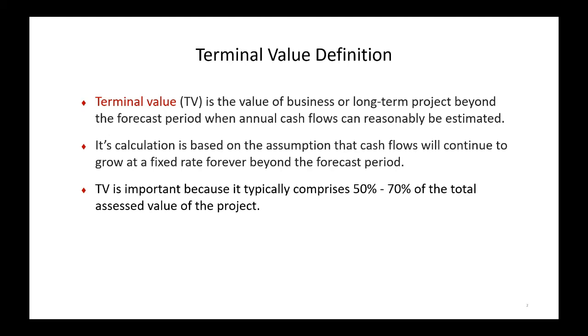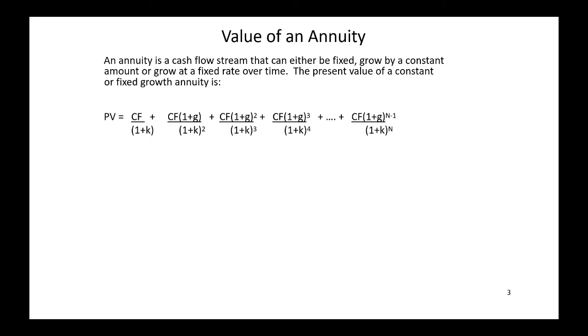As I said earlier, it's important to understand how terminal value is calculated because it represents such a large portion of the value of a long-term investment. Let's begin that explanation by first explaining how to calculate the value of an annuity. An annuity is a cash flow stream that grows at a fixed rate over time. The present value in today's dollars of a perpetual annuity, one that goes on growing forever at a constant rate G, is shown here.